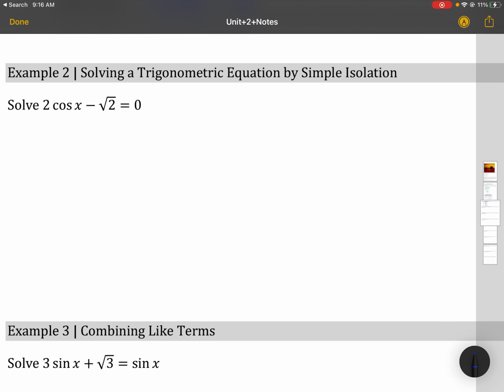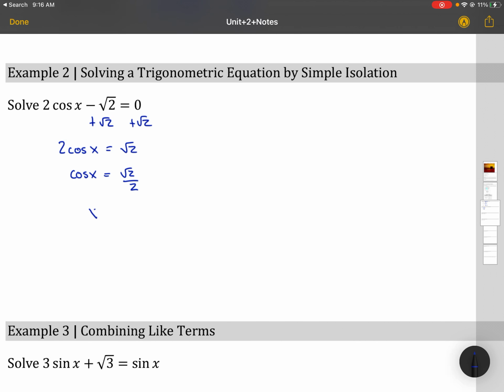All right, so now the first example of actually solving a trigonometric equation, we're going to do by simple isolation. So we get 2 cosine x minus square root 2 equals 0. So we're just going to isolate the trig function. We add square root 2 to both sides. We get 2 cosine x equals the square root of 2. So cosine x equals the square root of 2 divided by 2.